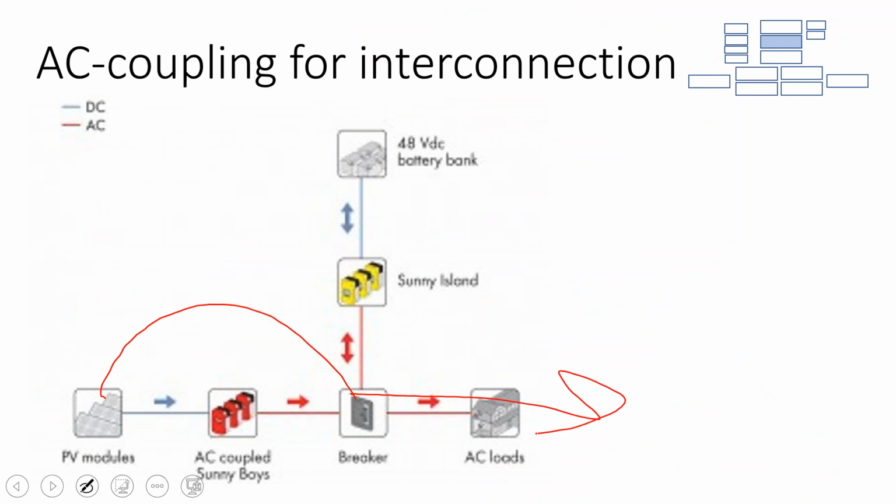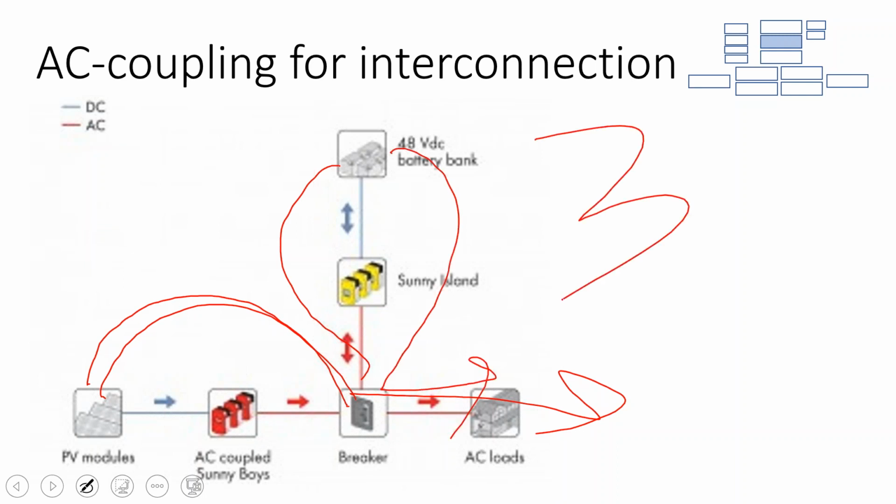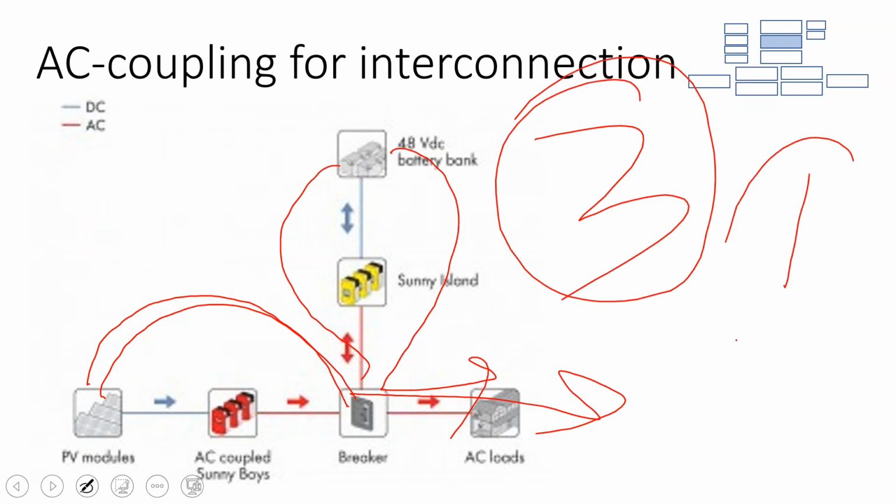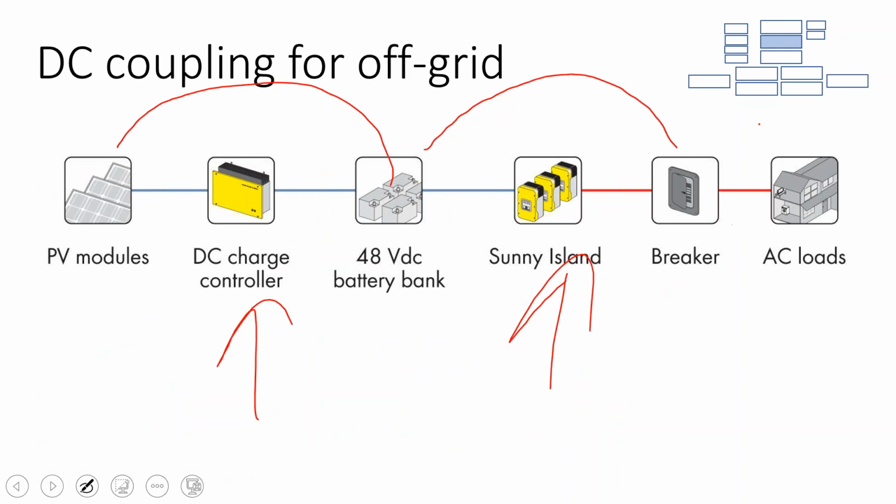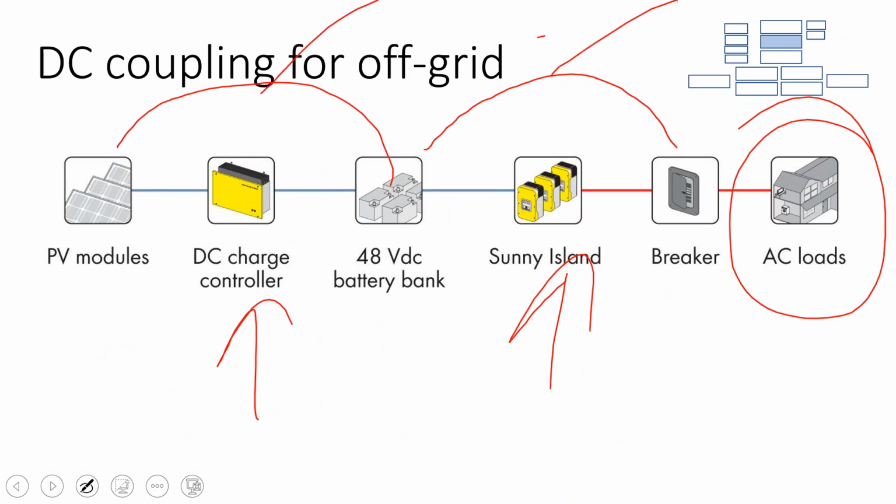Whenever you use your battery in an AC coupled system, it's less efficient than a DC coupled system, because you go through the solar inverter, and then you go back through the battery inverter, and that's a 3-step process. So if you're using the battery, it's a 3-step process. If you're selling directly to the grid, it's only a 1-step process. Whereas with DC, whether or not you're going into the grid or into your load, it's always a 2-step process.